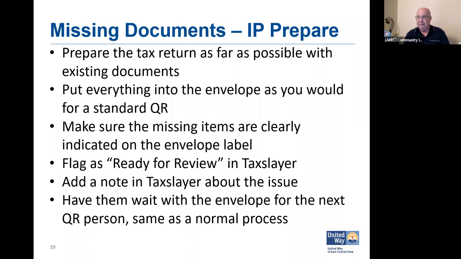When you're all done, you put it into the envelope just as you would for a regular QR. Make sure that missing stuff is clearly marked. Flag it as ready for review. You can put electronic notes in TaxSlayer, so put a note in TaxSlayer. And then they wait for QR. Same as a normal process.